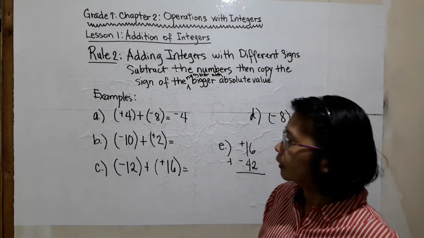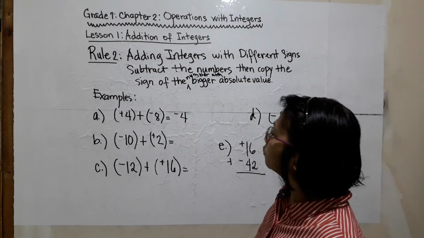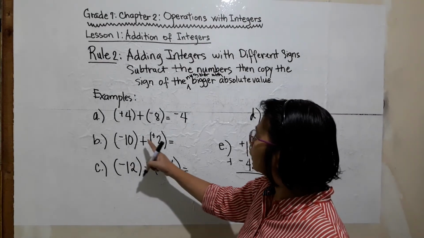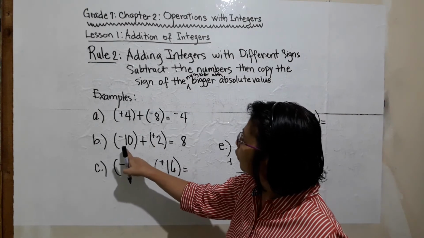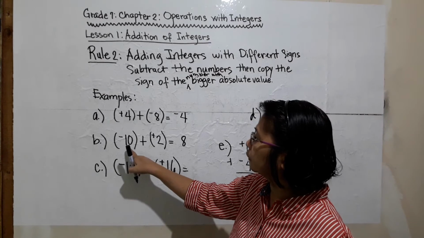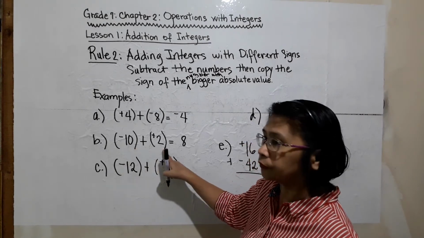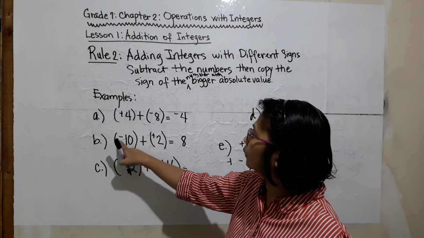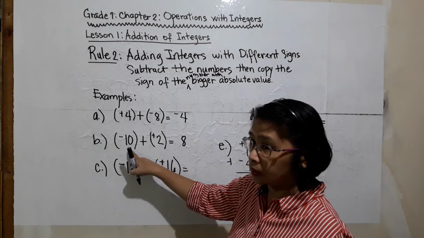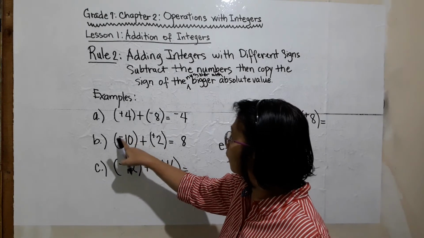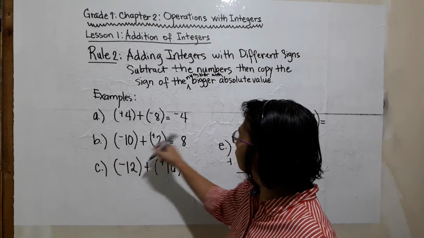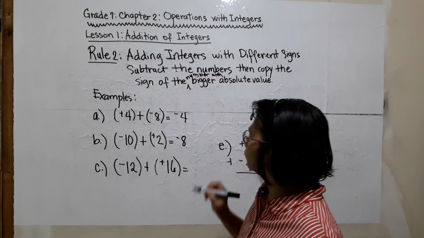Okay? Letter B example. Subtract the numbers. 10 minus 2 is 8. Which one has bigger absolute value? Negative 10 or positive 2? What is the absolute value of negative 10? It is positive 10. What about positive 2? It is 2. So negative 10 has bigger absolute value. So it should be negative.